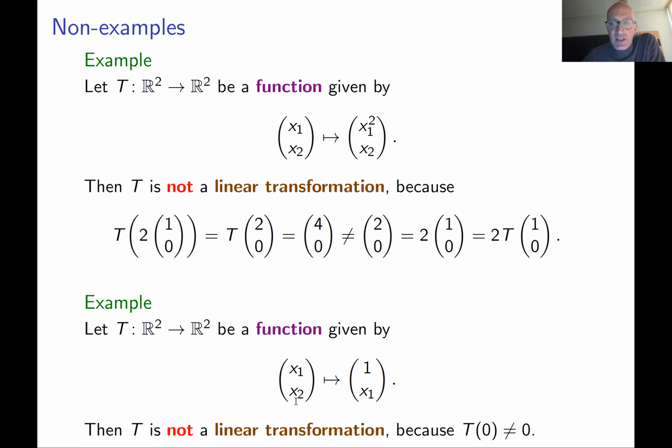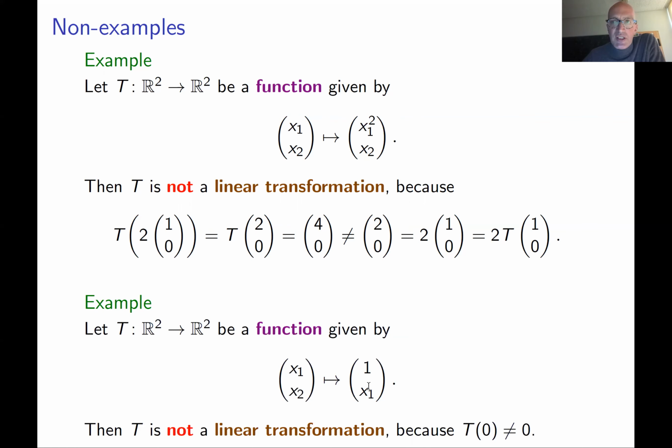How? Just take vector 0, 0 and apply this formula, and you see that 0, 0 goes to 1, 0, which is not the zero vector. So the first property of linear transformation is not satisfied. So this is not a linear transformation.